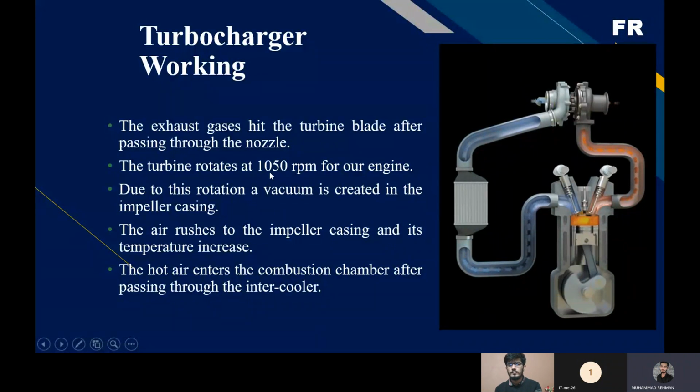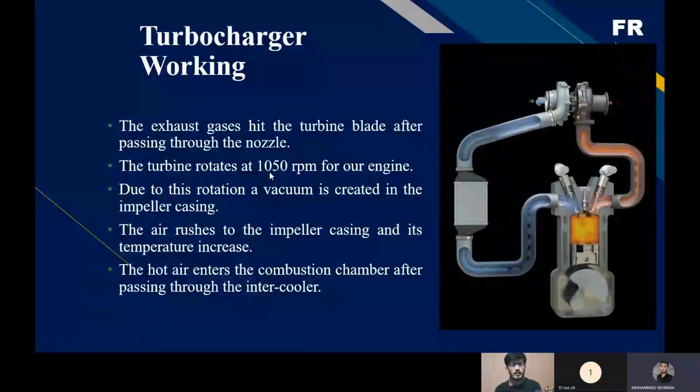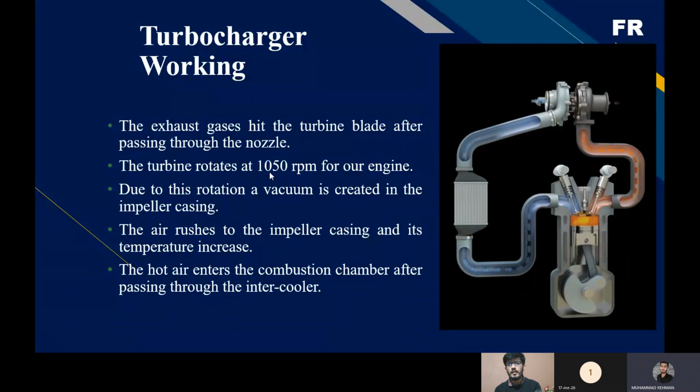So basically, this is the working of the turbine. The turbine used in the turbocharger rotates at 1050 RPM. Due to this rotation, a vacuum is created inside the impeller, and the air rushes to the impeller casing, and its temperature increases. Then the hot air enters the combustion chamber after passing through the intercooler. So this animation shows the working of the turbocharger.